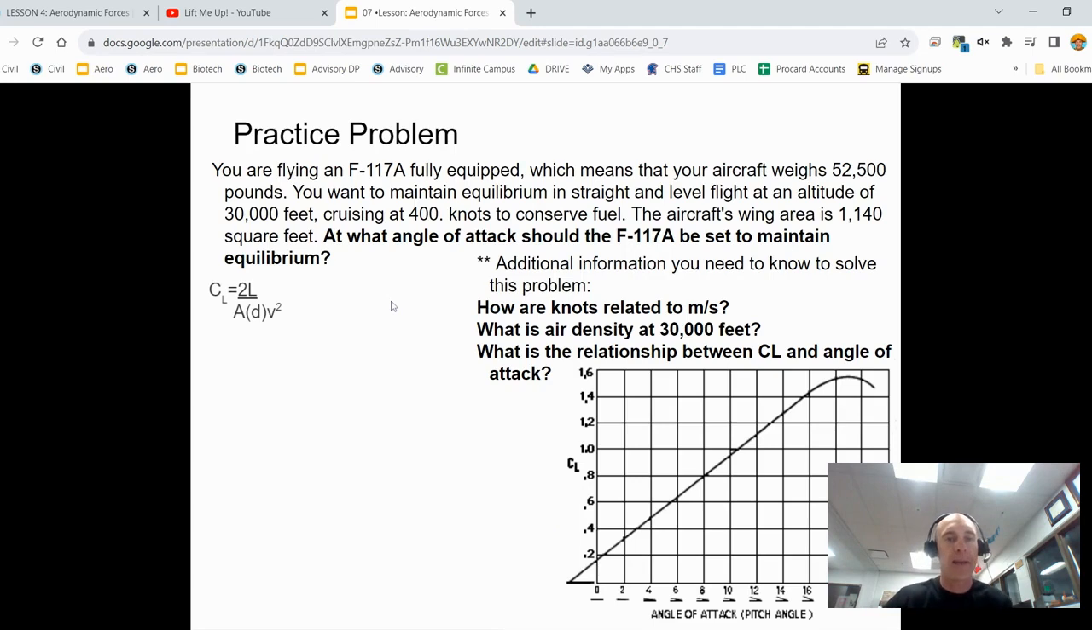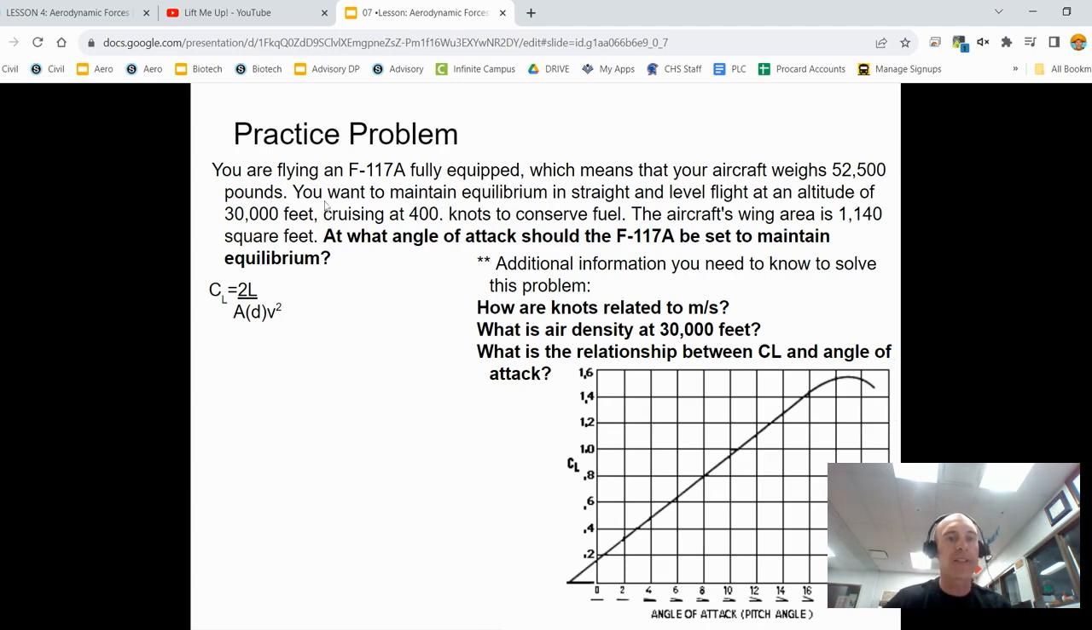So let's try a practice problem at this point. Now you're going to have to use this graph right down here to figure out what the coefficient of lift is. So question: what is the relationship between coefficient of lift and angle of attack? Well, if you have an angle of attack of 8 degrees, then your coefficient of lift is, according to this graph, 0.8. So you can plug in 0.8 right here, and you can plug in all the other values.